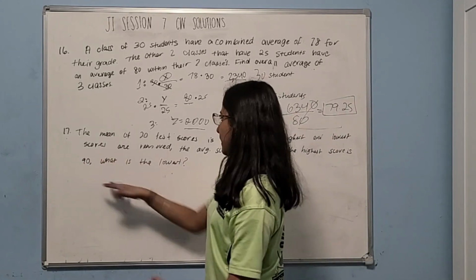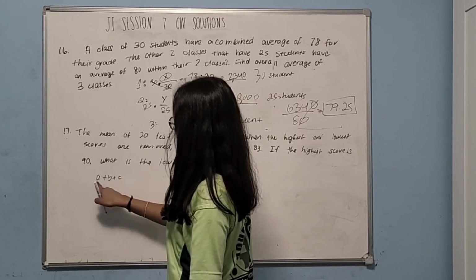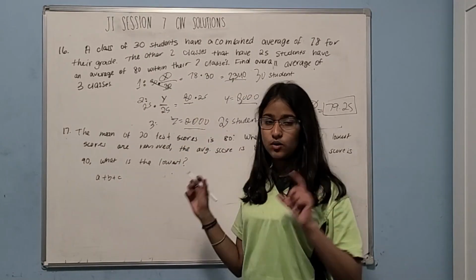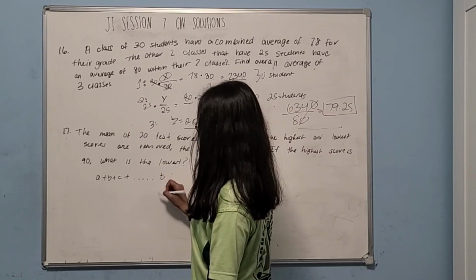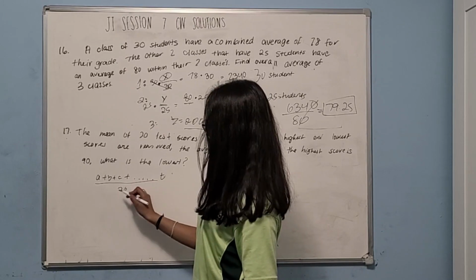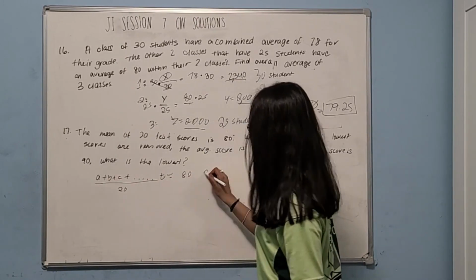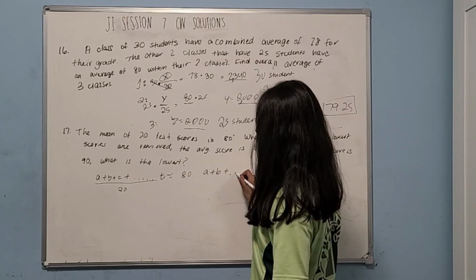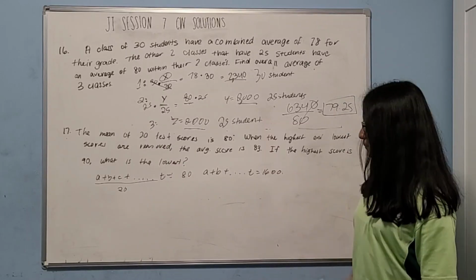Now, we know that the mean of 20 test scores, so we're going to start from A plus B plus C, and each of these variables are representing one of the test scores. A plus B plus C all the way up to the letter T, since it is the 20th letter, divided by the total number of scores there are, which is 20, is equal to 80. So we know that the total score, the sum of all of these scores, is equal to 1,600.